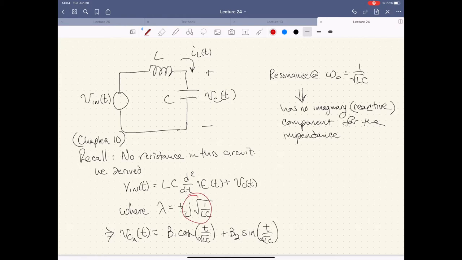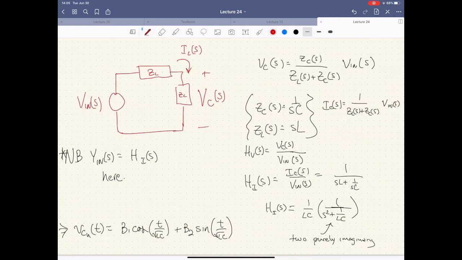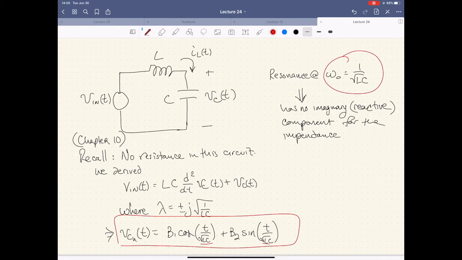Recall that when we had just these j solutions, we ended up with just sines and cosines added together, and in this case they are at a particular frequency. Now we're going to take this as a given. Instead of deriving the ODE, we've already done the ODE bit, and we've seen a more practical way of examining it. We're going to think about it in terms of having no imaginary or reactive component for the impedance. Now, this is a little bit confusing, so we'll dig into what we mean exactly by no imaginary reactive component moving forward.